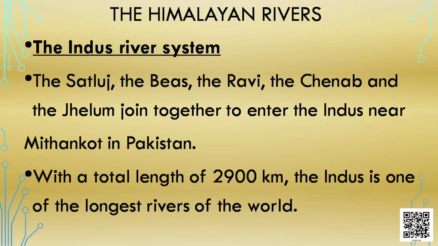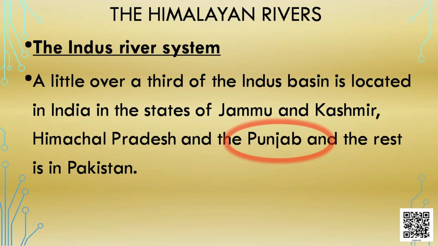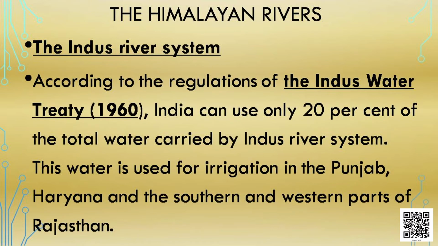The total length of this river is 2,900 km. It flows through Jammu and Kashmir, Himachal Pradesh, Punjab and the rest of it is in Pakistan. You know children, due to the water dispute among India and Pakistan, one treaty was signed in the year 1960 and that was called the Water Treaty. And according to this treaty, India can only use 20% of the total water of the river Indus.